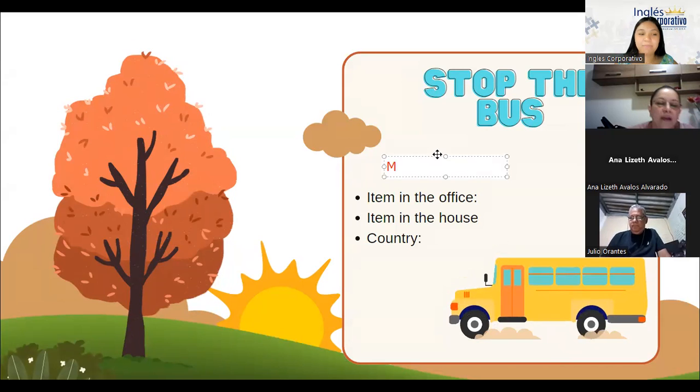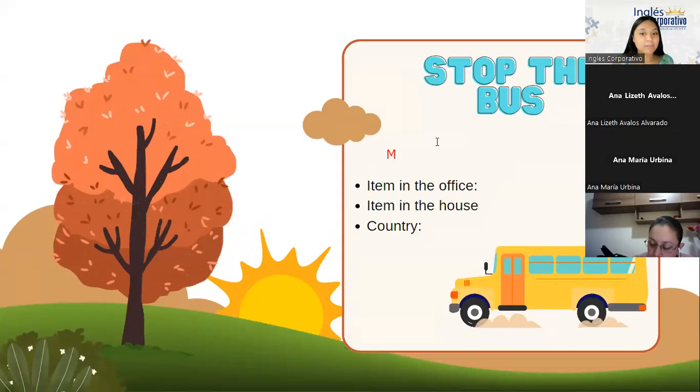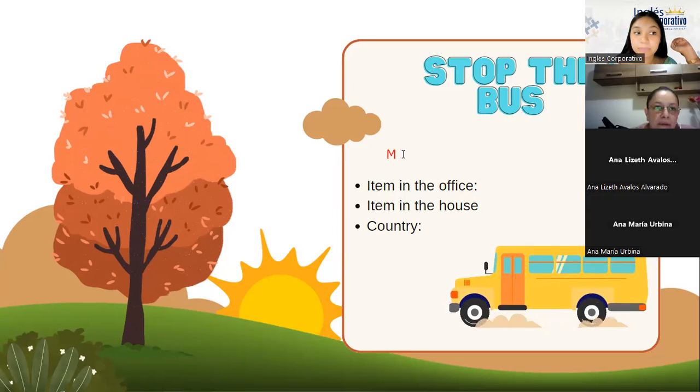Miss, me perdí porque se me fue la señal y volvió a iniciar, entonces no entendí de qué se trata lo que vamos a hacer. Oh, okay. Stop the bus is like bachillerato stop. Y las tres categorías, item in the office, item in the house, and country. La primera letra que vamos a jugar es M. Teacher, country is Mexico.